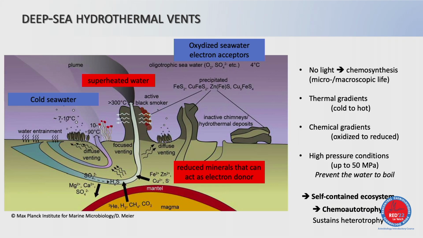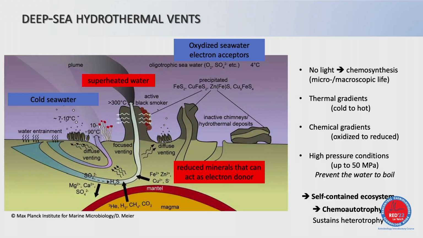And these conditions really favor the chemoautotrophy of microorganisms because you can perform some redox reactions. In the deep sea vents, you have no light at all, so that's why it really relies on chemosynthesis. So you have thermal gradients, cold and hot, between the fluids and the deep sea water, but also chemical gradients with the oxidized water and the reduced fluids, but also really high pressure conditions.